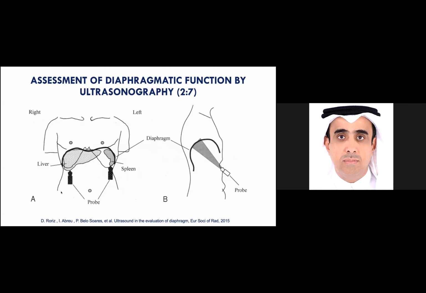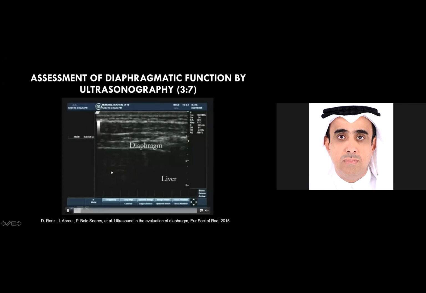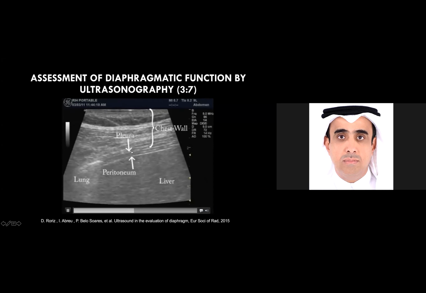Usually the left diaphragm is a little thinner than the right side. This can be followed. This is the video. You can see how the diaphragm changes during breathing. This is the diaphragm, and this is the layer of the diaphragm, one, two, three. You see the thickness of this layer change during breathing, in the inspiration phase. But in the second video, you can see those layers do not change during breathing. So this most likely is paralysis of the diaphragm.